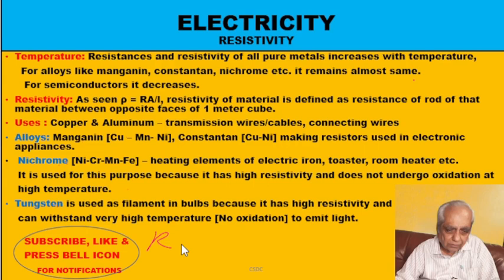Now, how to define resistivity? What is the resistivity rho? It is RA upon L. As I told you, the unit we got was ohm, meter square upon meter. So resistivity rho would be equal to R if A is 1 and L is 1. A is 1 means its area of cross section is 1, and its length is also 1. So this becomes a cube of unit length.